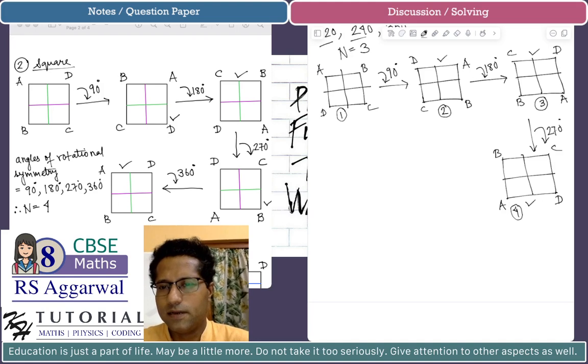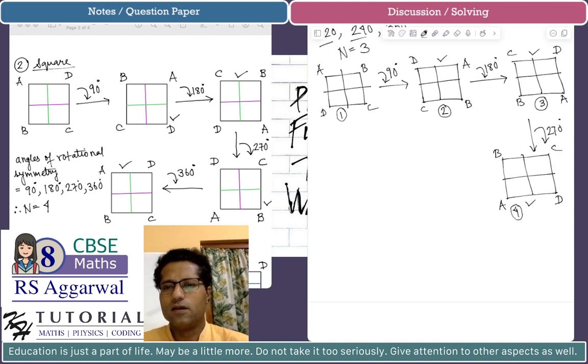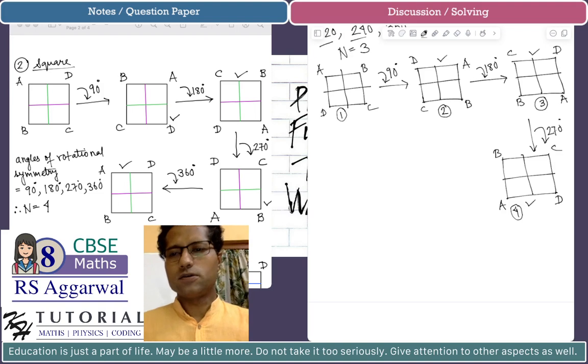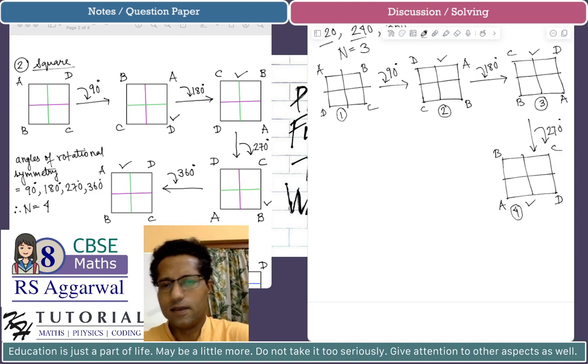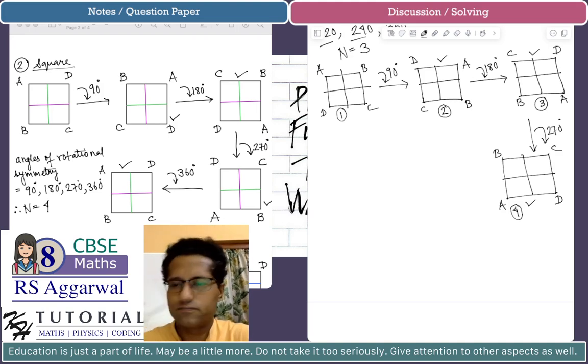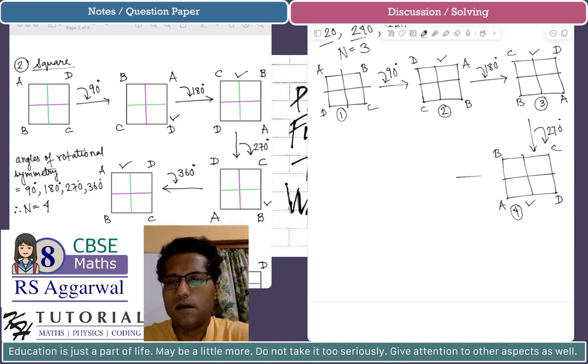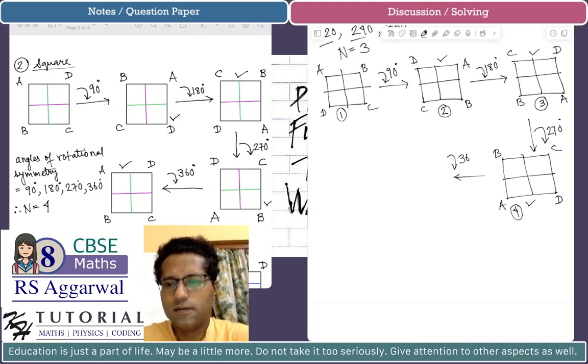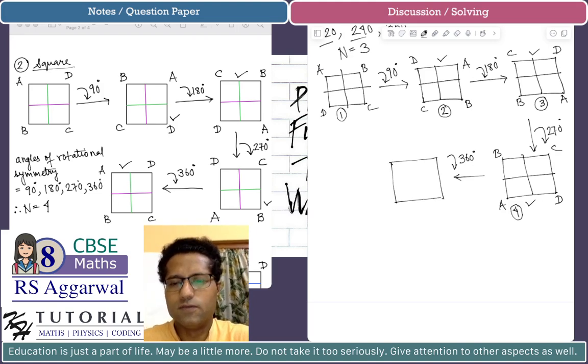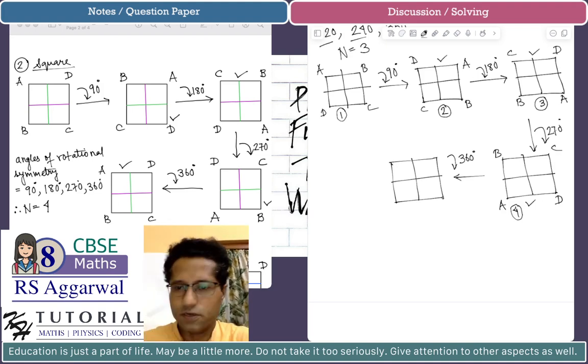So 270 degrees is also an angle of rotational symmetry, because if the square in position 1 is rotated clockwise 270 degrees, then it is looking exactly the same. And finally, if we rotate the square in position 1 by 360 degrees, then we are also getting a square which is looking exactly the same as the square in position 1, but the position of the vertices or the corners will change.